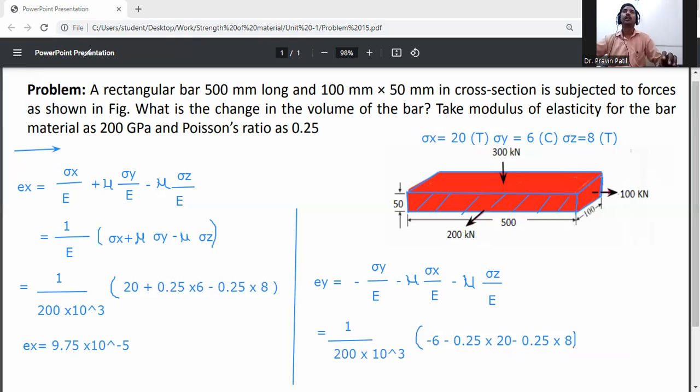Okay, now we get the strain in y direction. So Ey is equal to minus 6 into, in bracket, 0.25 into 20 and minus 0.25 into 8, divided by 200 into 10 raised to the power 3. So it will be minus 6.5 into 10 raised to the power minus 5. It will be the strain in y direction.